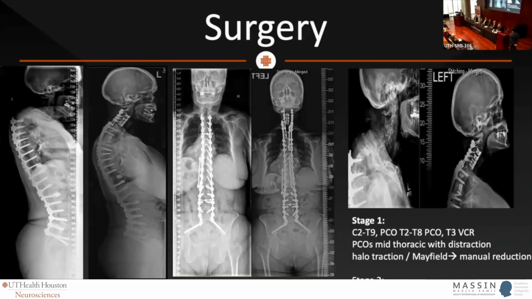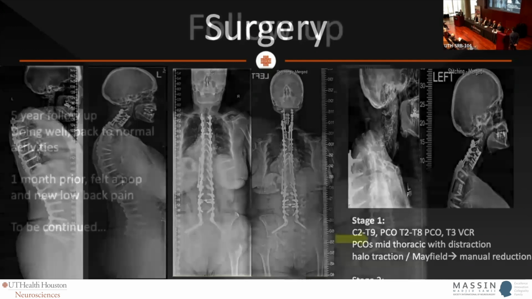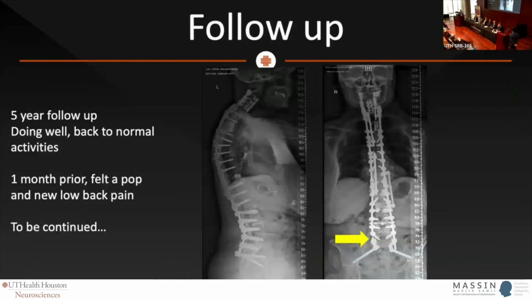So having the anterior plate helps resist that to some degree. So this is her 5-year follow-up, and she'd been doing very well. 1 month ago, she felt a pop, and now it's back pain.